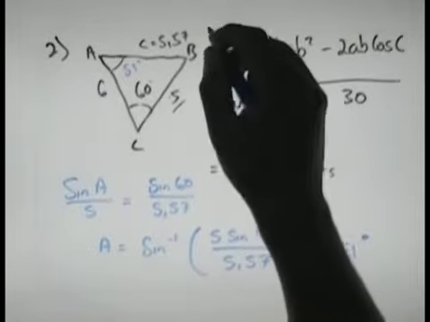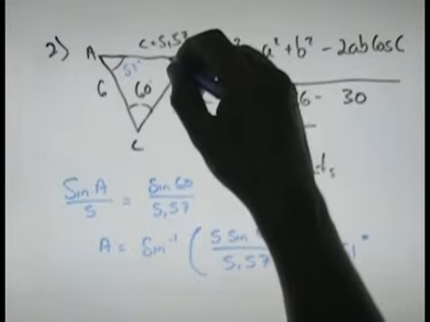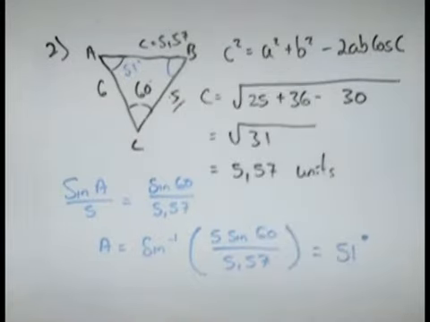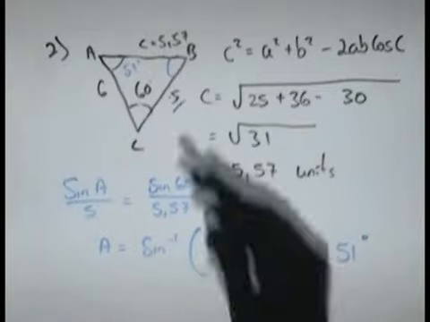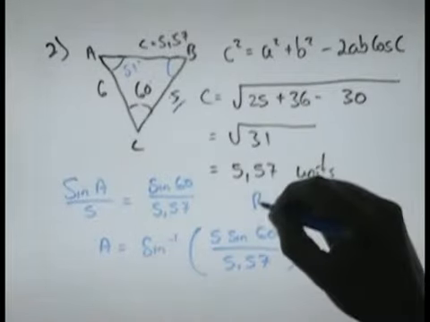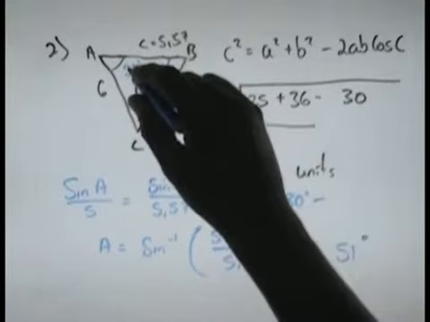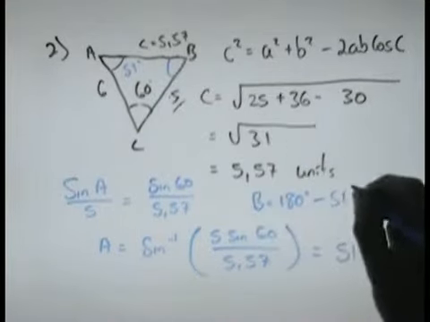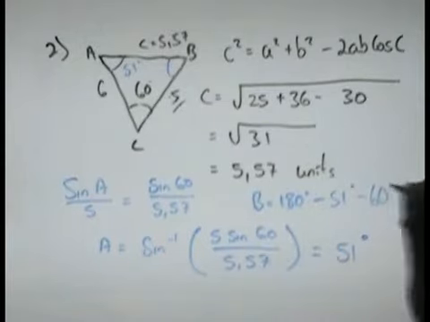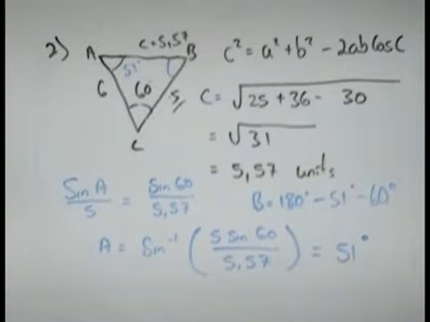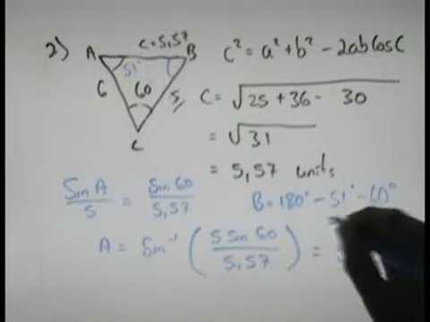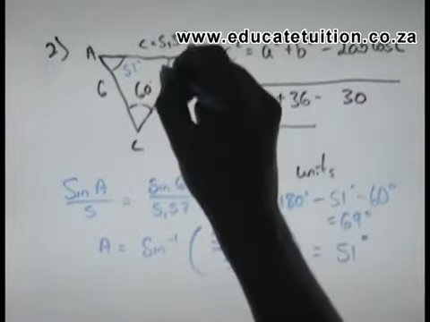To get angle B, I can either use the sine rule or simple logic. Simple logic tells me that the interior angles of a triangle add up to 180. That means that B is equal to 180 degrees minus 51 degrees minus 60 degrees, which is equal to 69 degrees.